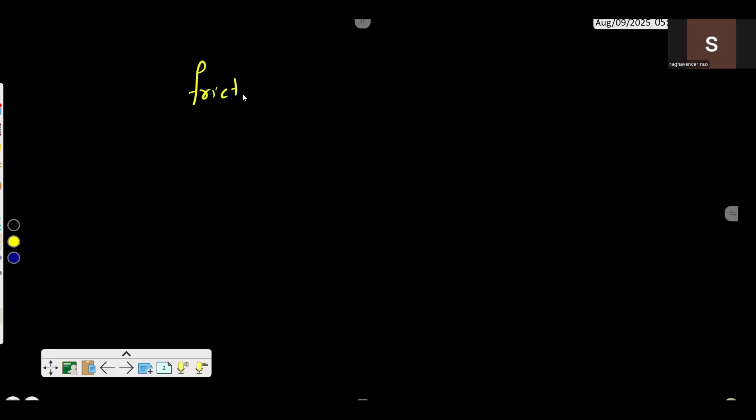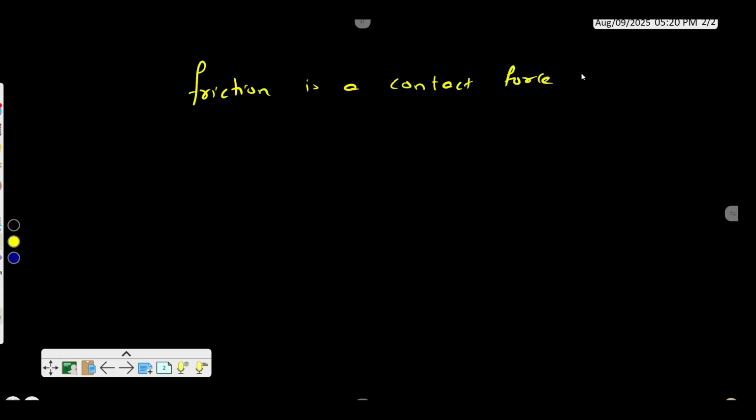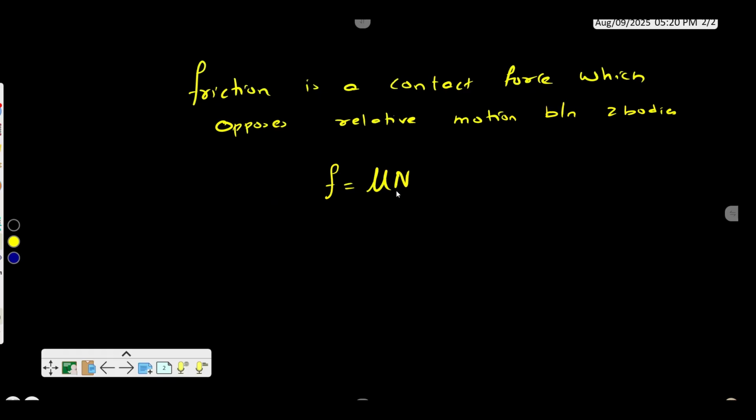So what is friction? Friction is a contact force which opposes relative motion between two bodies. This is what friction is. So the mathematical formula of it: friction is equal to mu into N, where mu is the coefficient of friction.